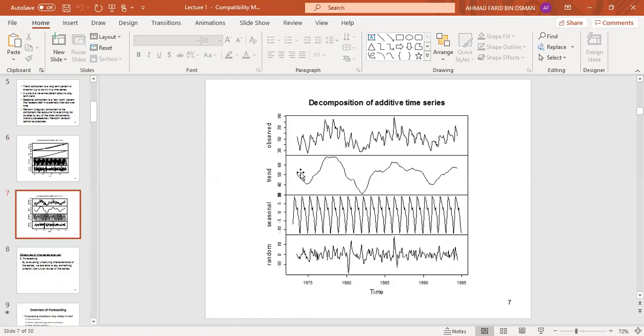Okay, you can see that the values decrease, increase, decrease. It has a cycle. So there is a long-term direction, but it's not consistently increasing or consistently decreasing. So this is what we call a cycle.